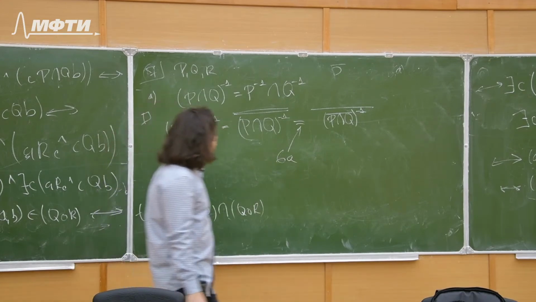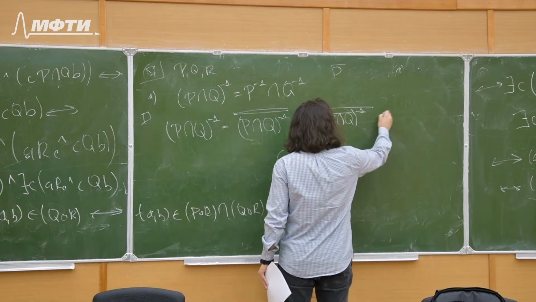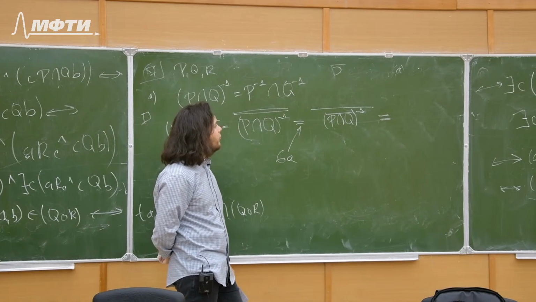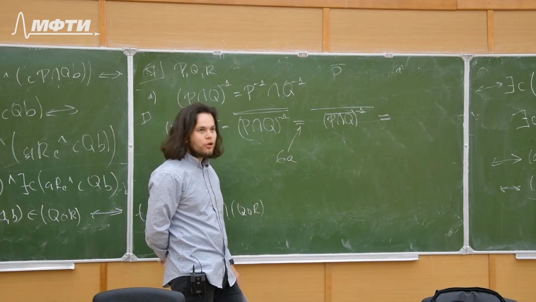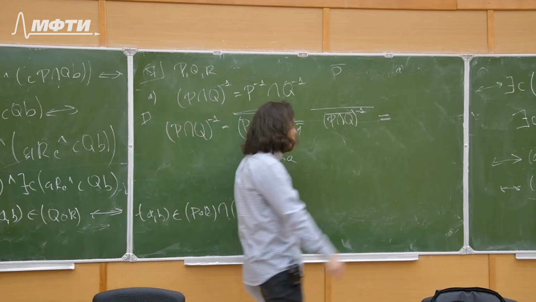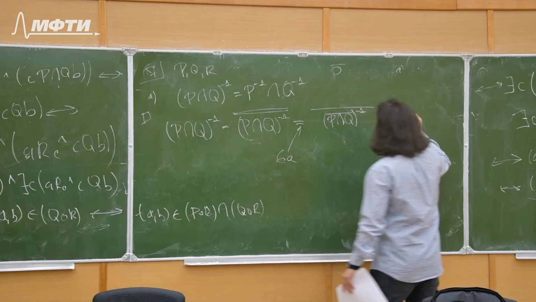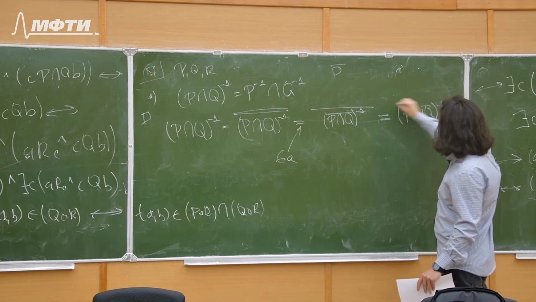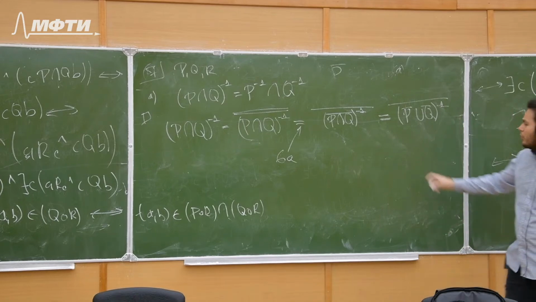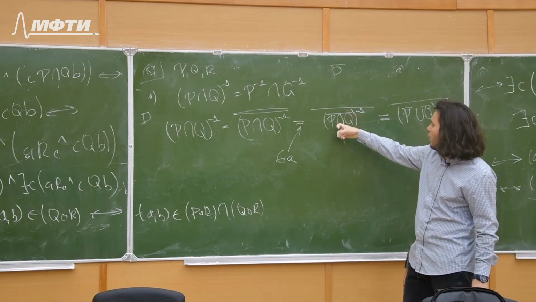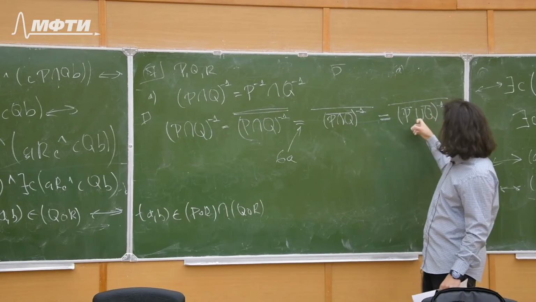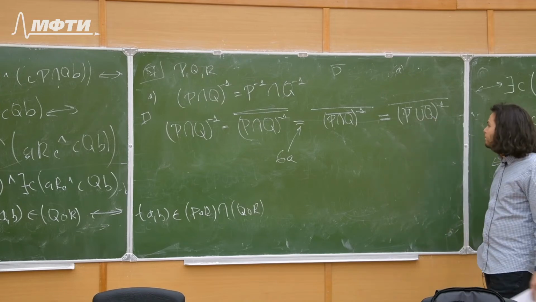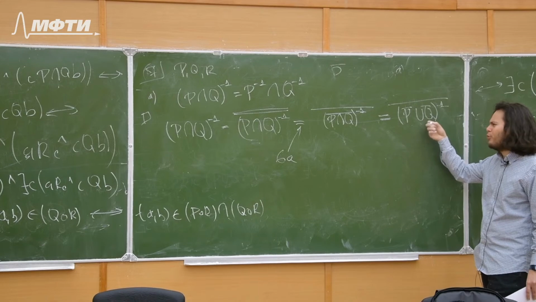Now, we have the complement of an intersection. This is the union of the complements, right? We proved this as well. So it's going to be equal to the complement of ((P complement union Q complement) minus 1). So again, the complement of an intersection is the union of the complements. Okay? We proved this. Well, you proved it, I think.